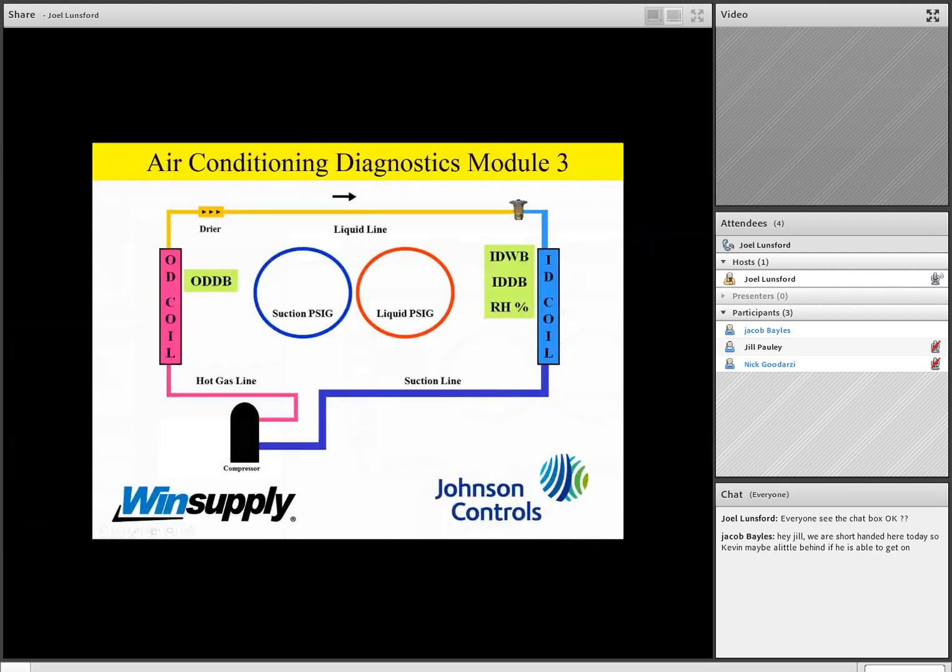And everyone should be able to see the screen, Air Conditioning Diagnostic Module 3. Jill, can you see the screen okay? Yep, I'm good. Alrighty.